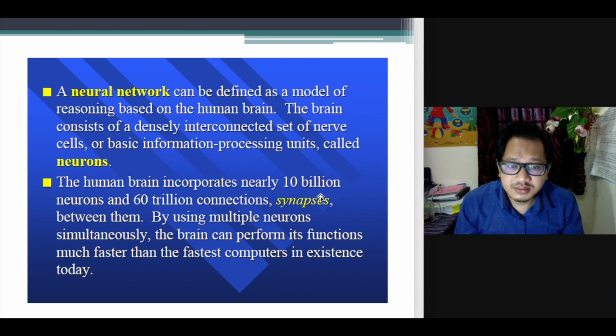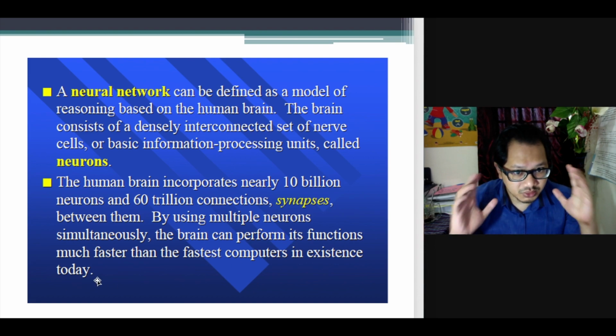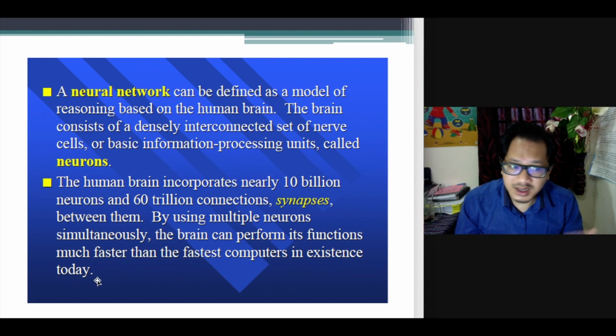Banyak, 10 billion, dalam setiap otak manusia. Antara kita guna ke tak, itu lain cerita lah. Kalau kita guna semua sekali ni, multiple neurons, we can function, the brain performs its function much faster than the fastest computer in existence today. Kalau kita betul-betul utilize, akan lagi cepat daripada komputer. Sekarang kita tak utilize, hanya dalam berapa peratus saja, tak sampai 10%.